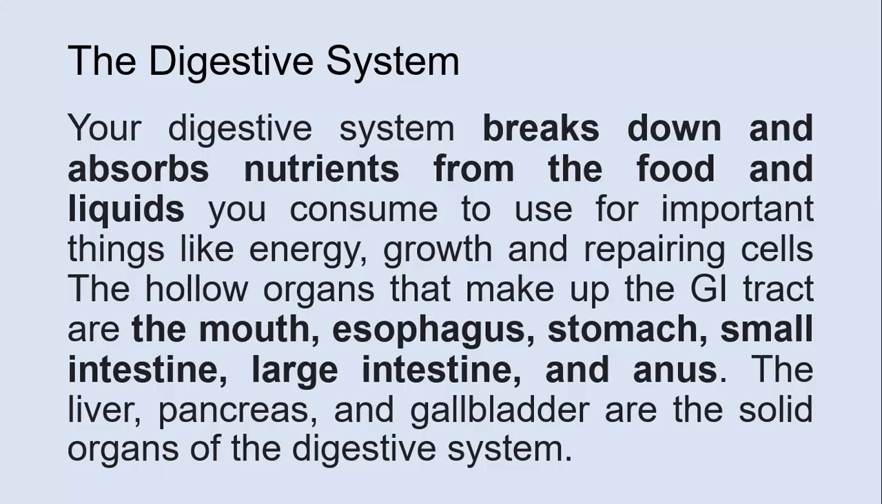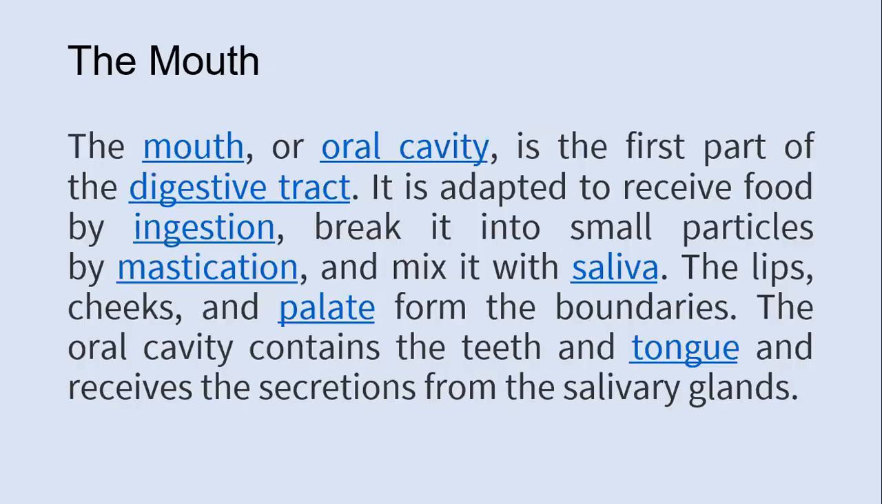The hollow organs that make up the GI, what's the GI? Okay, that's gastrointestinal tract, are the mouth, the esophagus, the stomach, the small intestine, and the large intestine, as well as the anus. The liver, pancreas, and gallbladder are the solid organs which are parts of our digestive system.